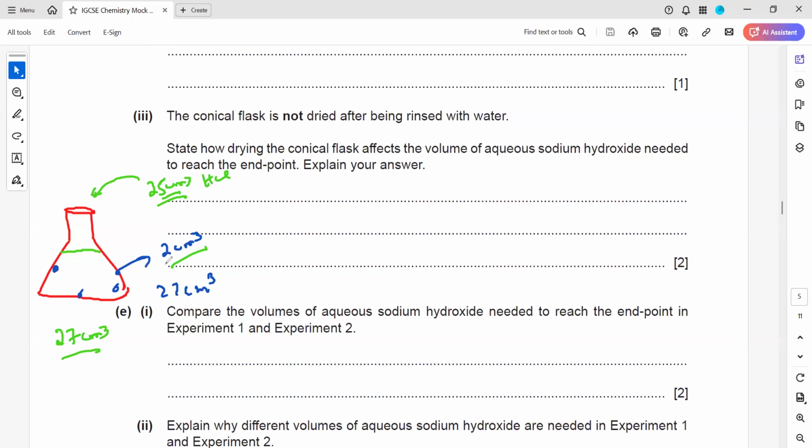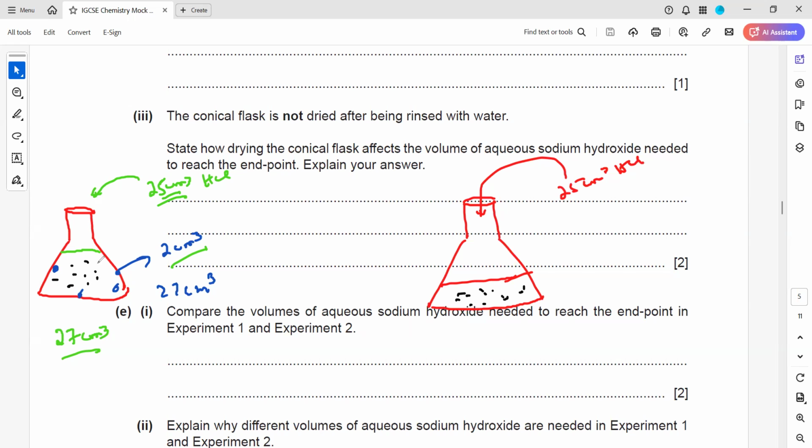But this 27 cm cube contains the same moles as without washing it with the water. Like I have a conical flask from experiment 1 and I added 25 cm cube of HCl by using a measuring cylinder according to the question. Because water is not the reactant here, even though this solution will have a low concentration because of a large volume, the number of the moles is the same. Let's say this was having 10 moles of hydrochloric acid, this will also have the 10 moles of hydrochloric acid, because the same volume of hydrochloric acid is added.